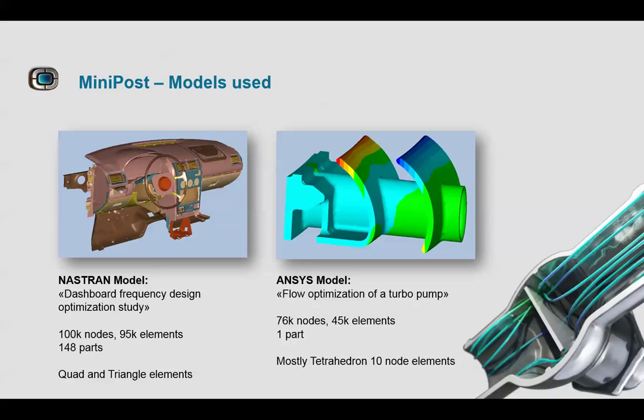The first one is a NASTRAN model with a vibration study of the steering wheel. And the second one is a volume element model from ANSYS, which has a flow optimization of a turbo pump. Both are around 100,000 nodes, not too large, so they're convenient for this video. So let's get started.